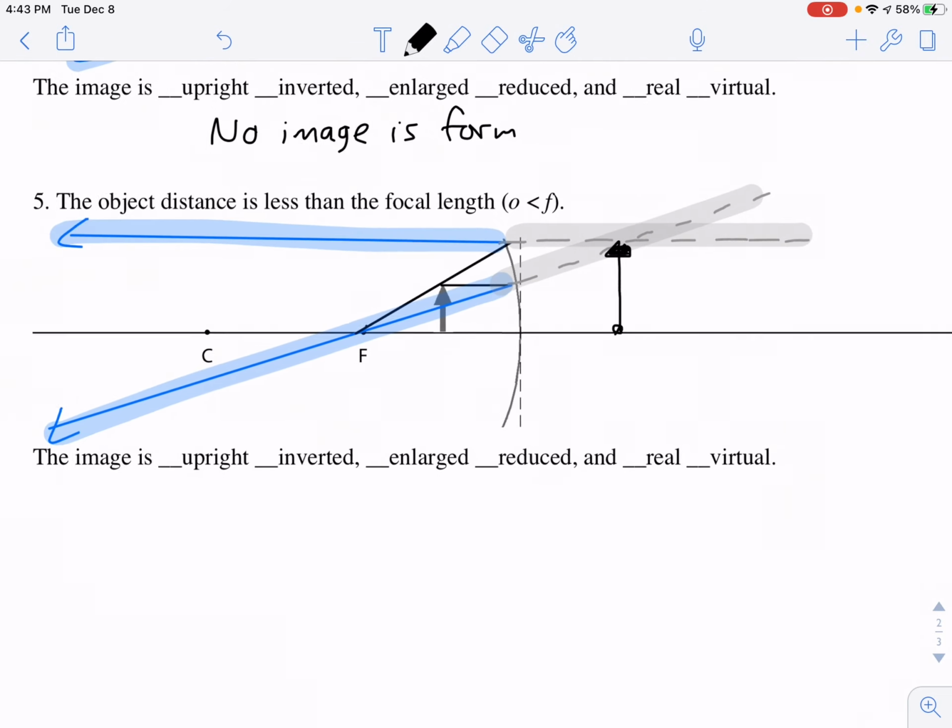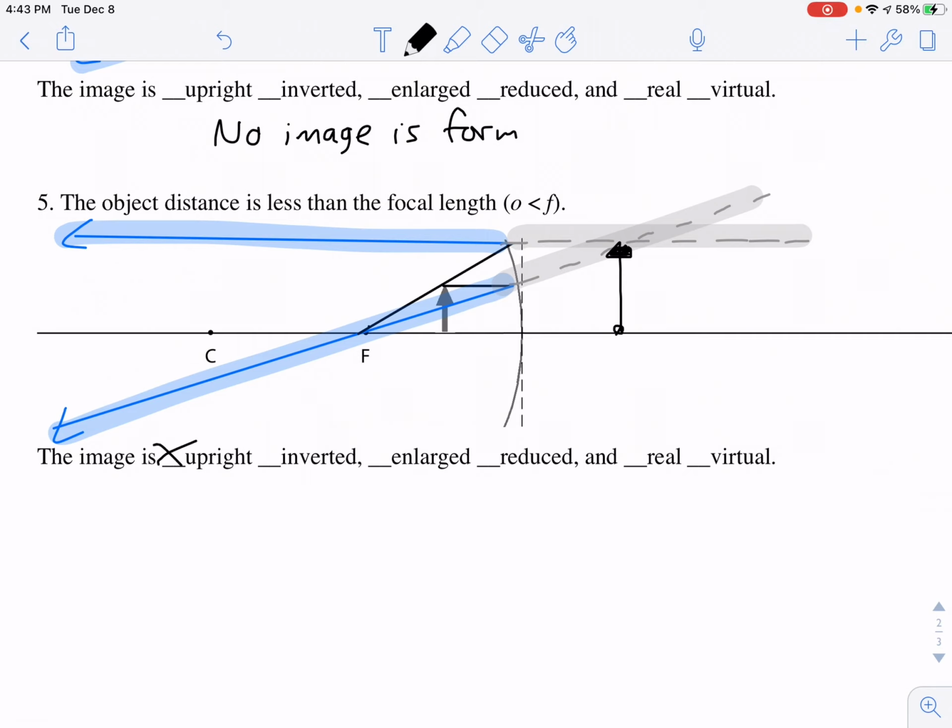So what do we have here? We have an upright image because it's right side up. It's clearly enlarged, and it is virtual because the image is now behind the mirror.